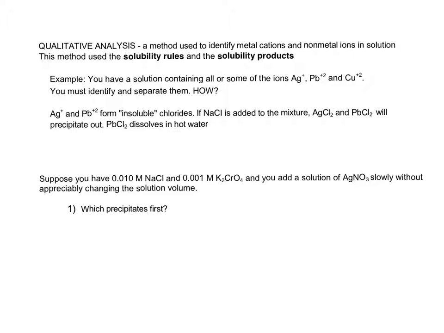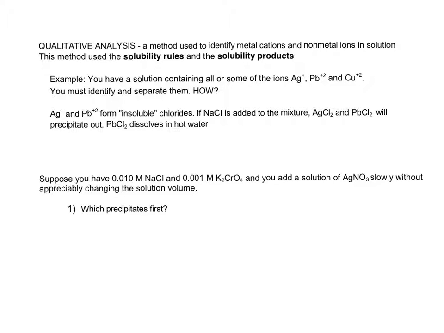So what would be an application for this? Well, qualitative analysis is a lab method that is used a lot for different things, and one of the things is to identify different ions in solution. And so we use the solubility rules to kind of narrow things down, react them with different things, see if a precipitate forms or not. That kind of tells us or identifies different ions.